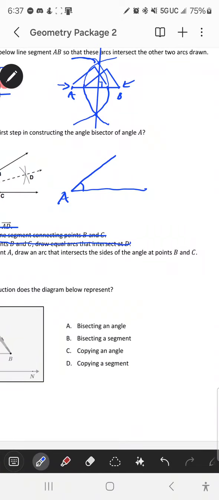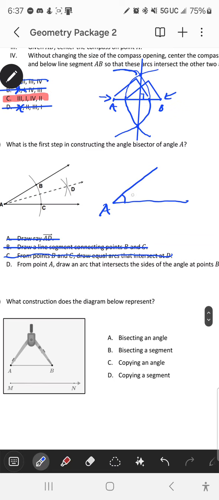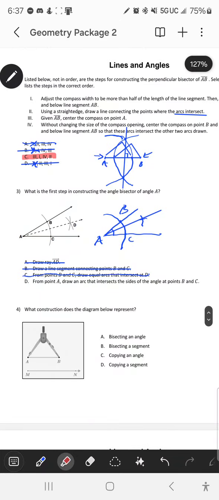Now, "from point A, draw an arc that intersects the sides of the angle at points B and C." Okay, now this makes sense. We're actually going from point A that we have. We're getting the compass and doing an arc intersecting the angle, creating point C and creating point B. After that comes step C. So we draw an arc here, we draw another arc there, and then we draw the line. But the first step is to create points B and C. So our first step is D.